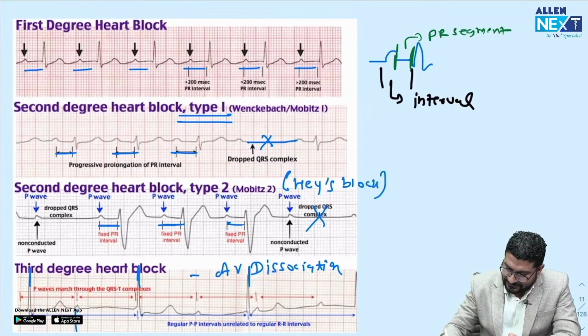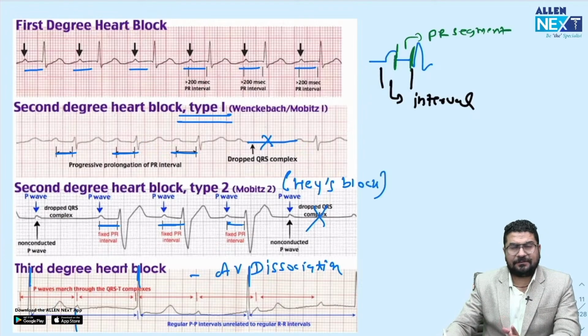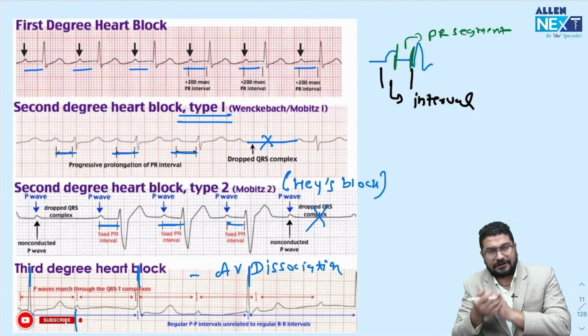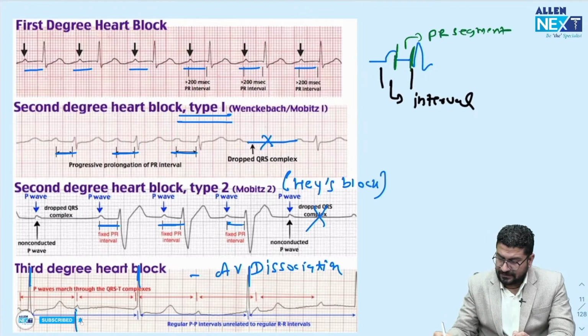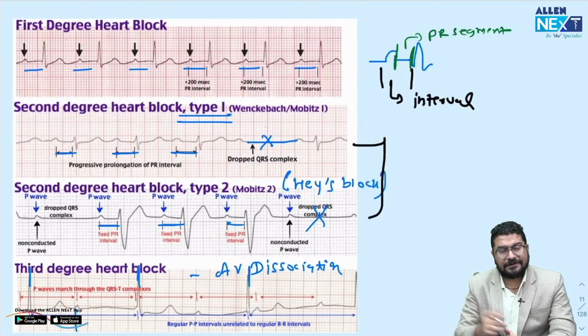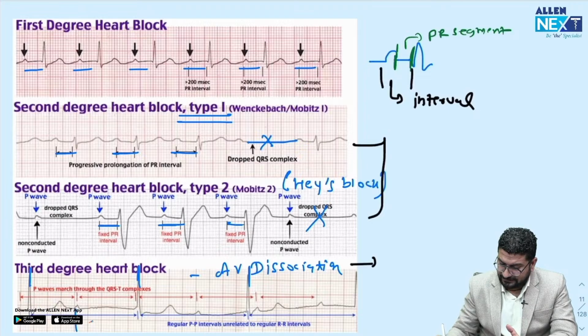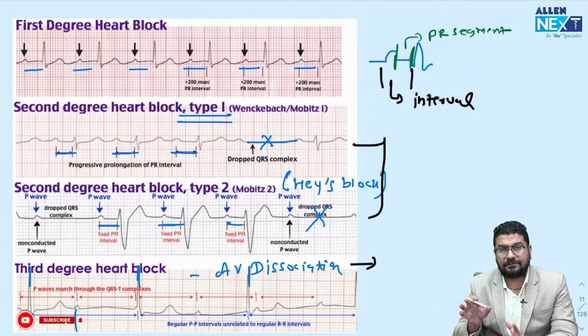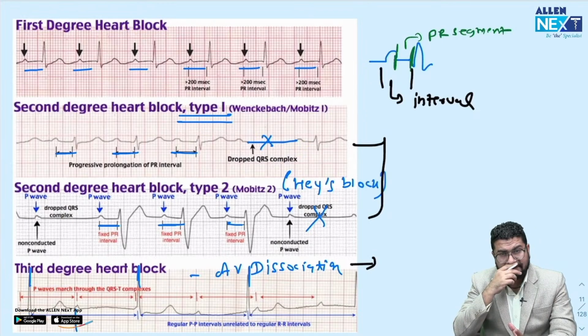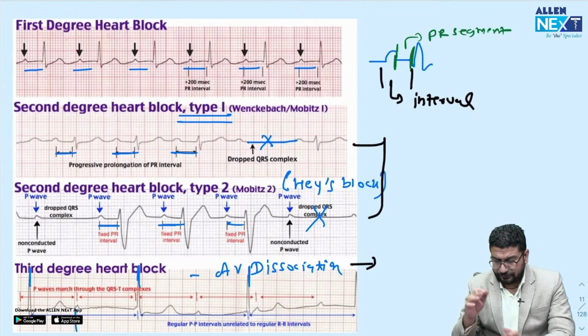So understand, in first degree heart block the treatment is symptomatic. It could be due to some drug or some electrolyte imbalance, so you need to correct that. In second degree, we first try temporary pacing. If it fails, then we can switch to permanent pacing. In third degree, irrespective of symptoms, we have to treat with a permanent implantable pacemaker. So remember, even if the patient is not having symptoms, we have to use a pacemaker in third degree.